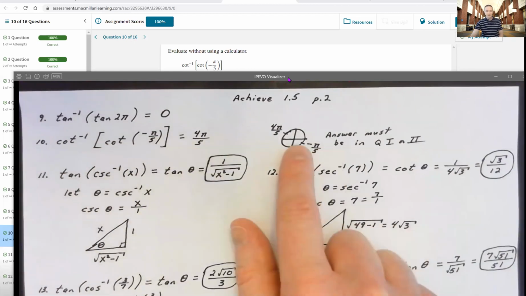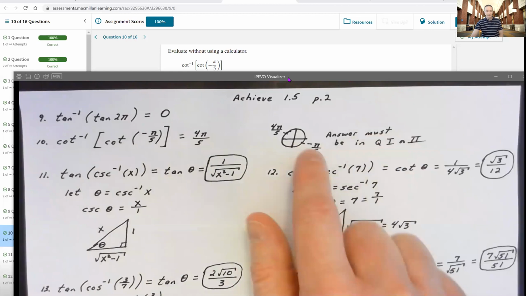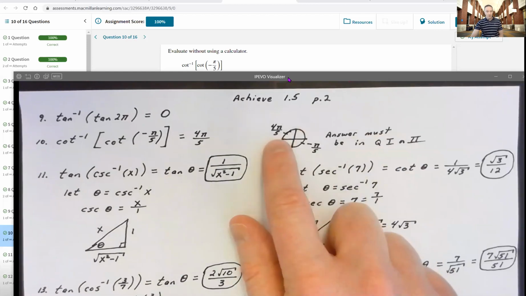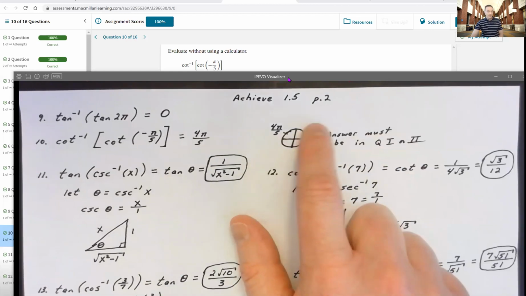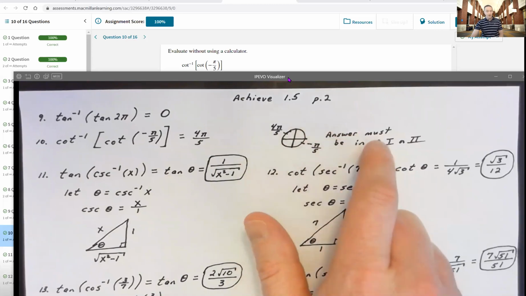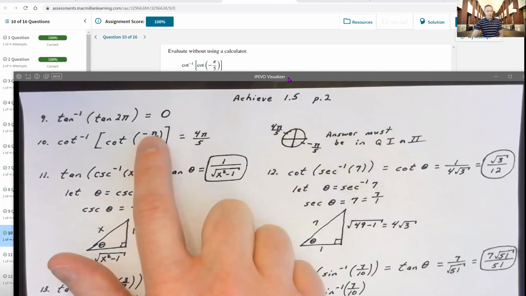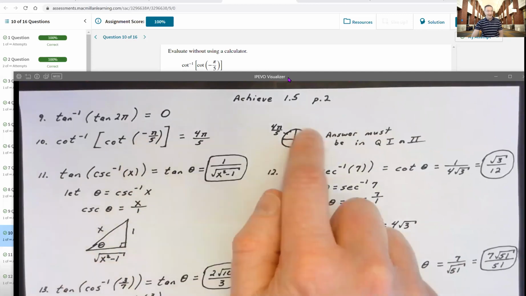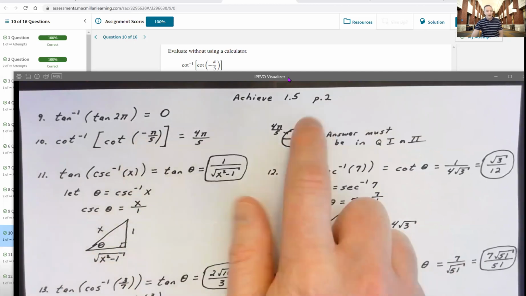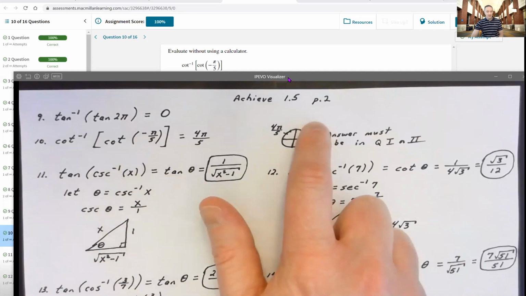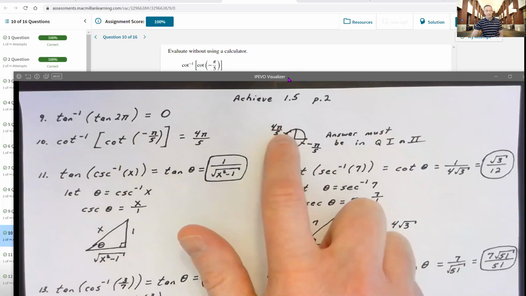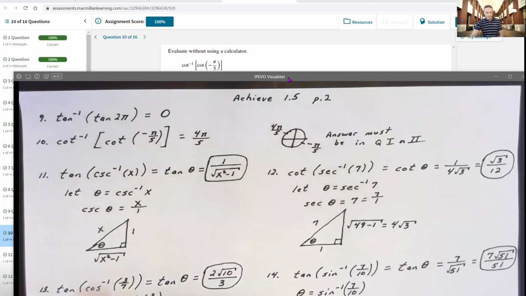And you'll see I drew that over here as well. And the answer had to be in quadrant 1 or quadrant 2. But we knew it couldn't be in 1 because there's no way that the cotangent could ever be negative in quadrant 1. You have a positive sine and a positive cosine there, which left us the only possible quadrant, quadrant 2.